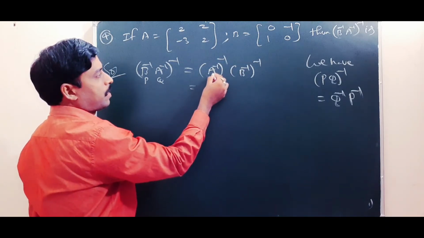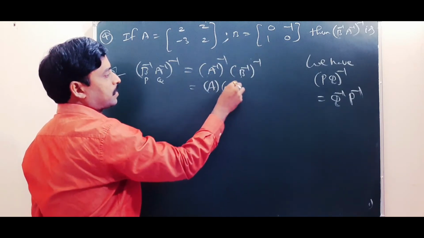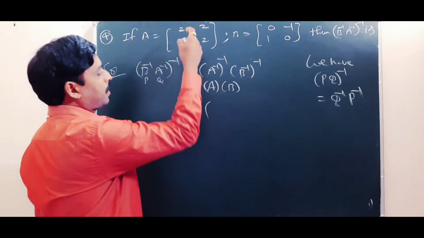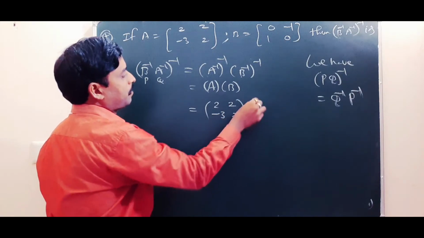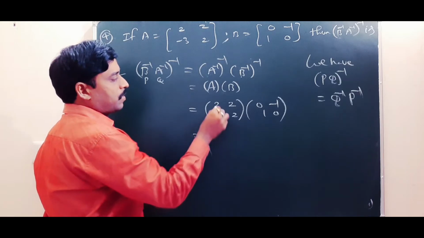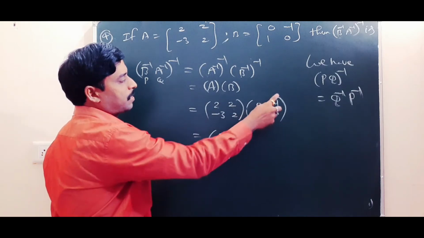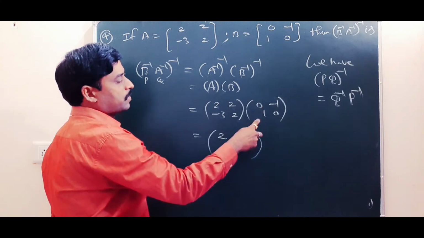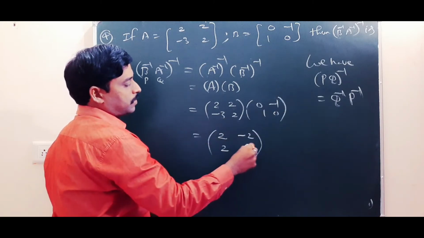It is going to be (A inverse) whole inverse, which is nothing but A. (B inverse) whole inverse is B. Okay, then we have to find A and B, the product of A and B. A matrix is 2 2, minus 3 2, and B matrix is 0 minus 1, 1 0. First row multiplied with first column gives 2, first row with second column gives minus 2, second row with first column gives 2, second row with second column gives 3. This is the answer.